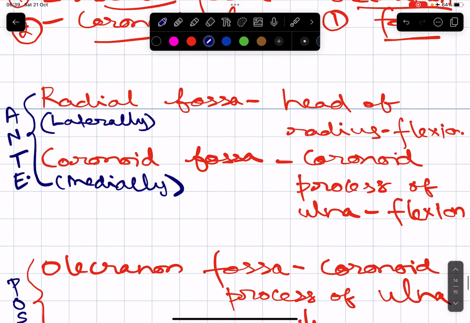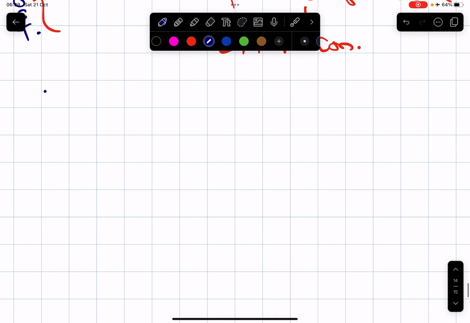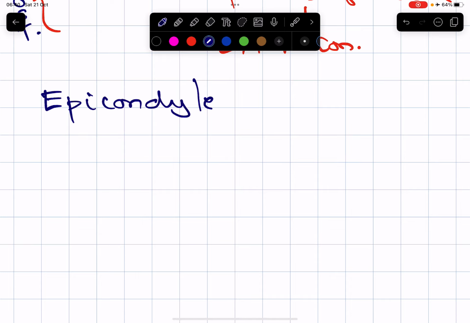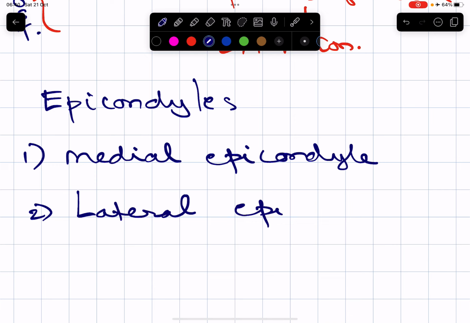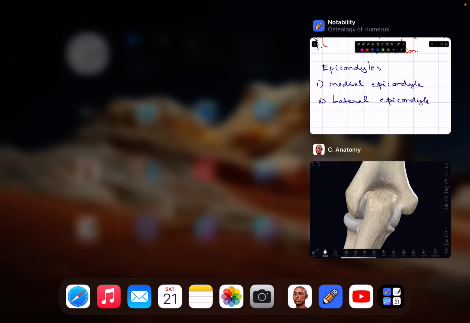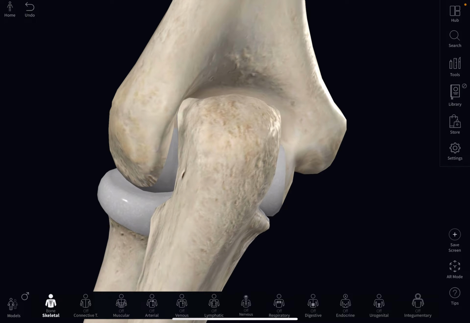Now what are the epicondyles? So we have two epicondyles, one on the medial side and one on the lateral side. On the medial side, it's called the medial epicondyle, and on the lateral side, it's called the lateral epicondyle. So these epicondyles are actually projections. They're very prominent bony projections, especially the medial one.